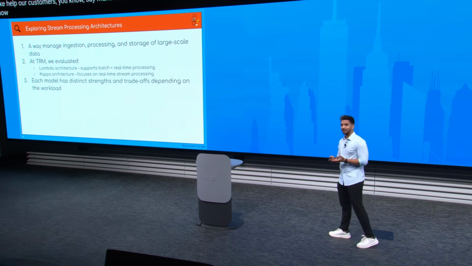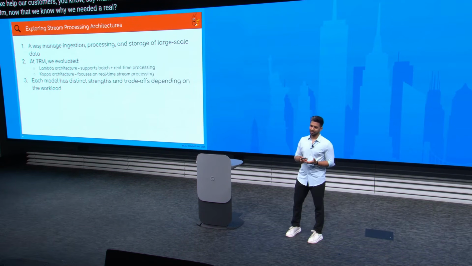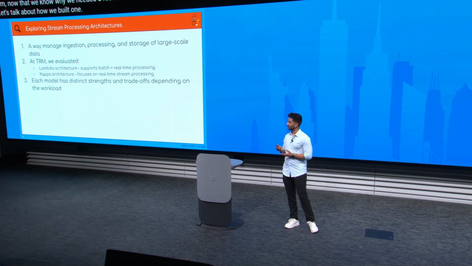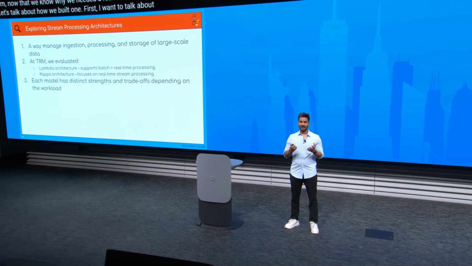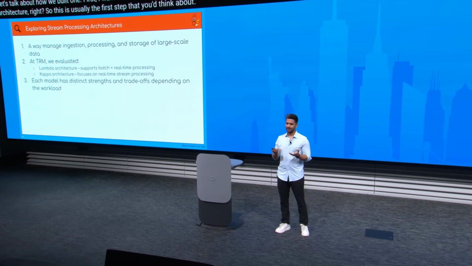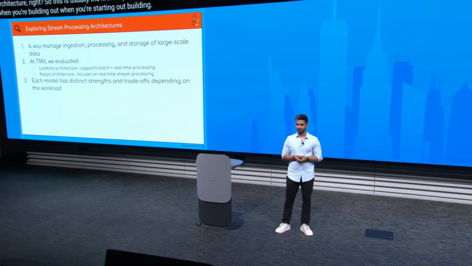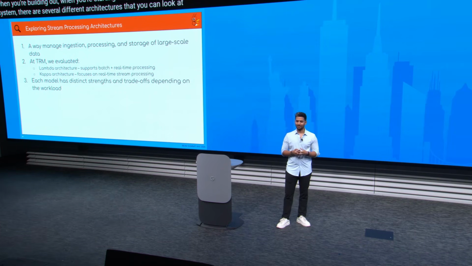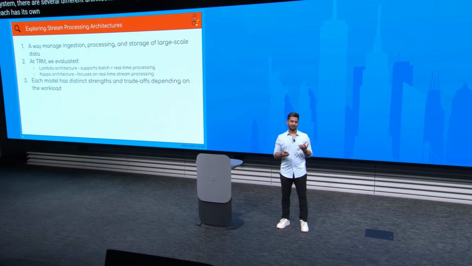Now that we know why we needed a real-time intelligence system, let's talk about how we built one. First, I want to talk about the architecture. This is usually the first step that you'd think about when you're starting out building a real-time system. There are several different architectures that you can look at, and each has its own characteristics or trade-offs. In our case, we evaluated Lambda architecture and Kappa architecture.